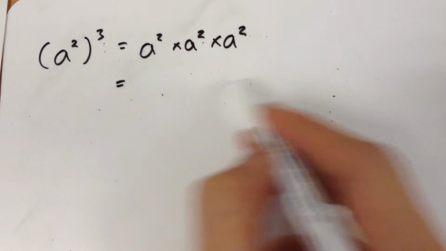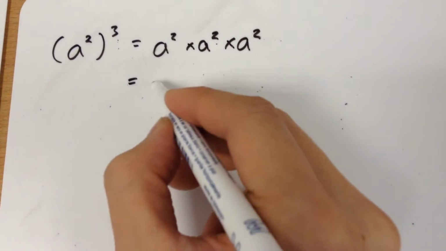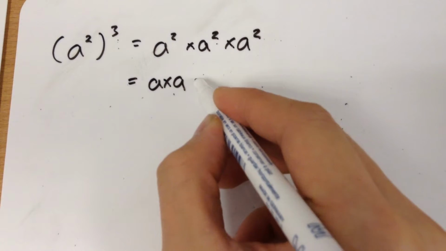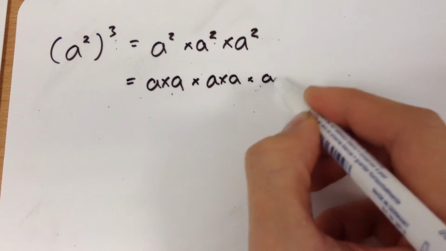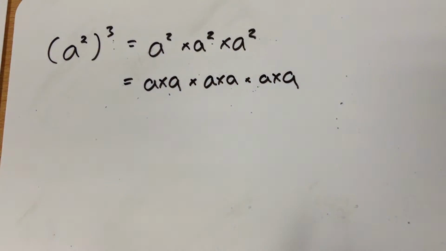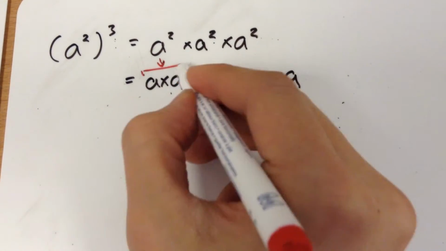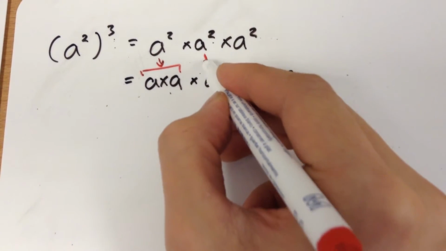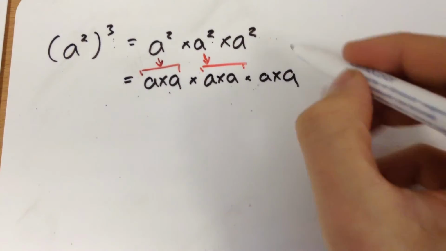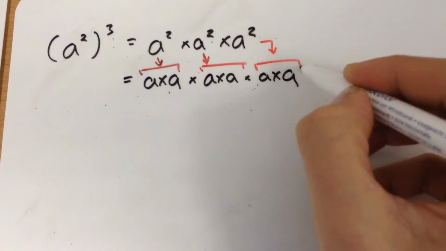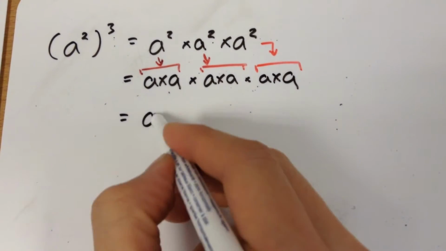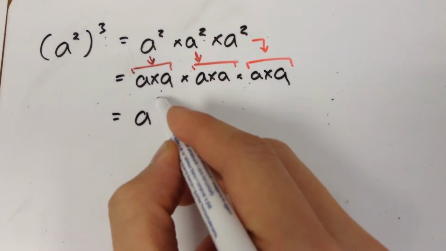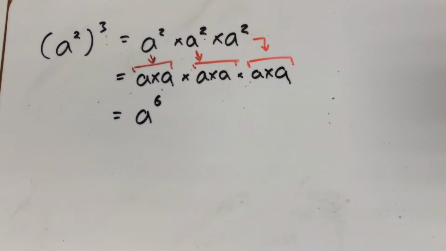We can then expand this further. A squared is a times a, so a times itself twice, times a squared, which is a times a, times a squared, which is a times a. So this a squared becomes this, and this a squared becomes this. And if you count the number of a's multiplied together, you'll see we have a total of 6 a's, which is the same thing as a to the power of 6.